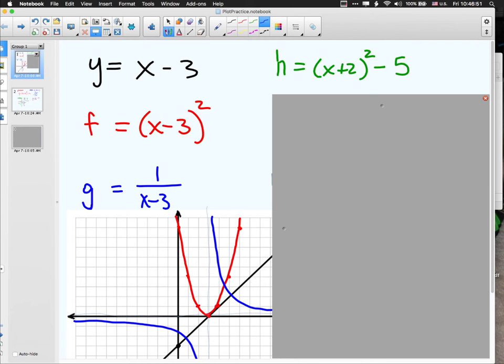Oh, wait. What's really going on here is, how would we make this squared thing 0? What would x have to be to make this squared thing 0? -2. Okay, so the vertex has to be somewhere where x is -2. But then we're subtracting 5 from the whole thing. That shifts it down 5. So -2, -5. Down 5. -2, -5.